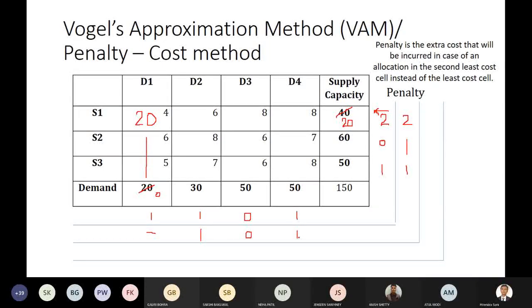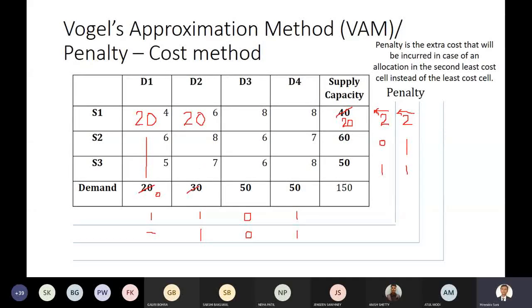Yes, sir. Okay. Now, again, we will look at the highest penalty element. The highest penalty is in the second iteration, the highest penalty is 2. So we will again consider, since it is in a row, I'll consider this row for allocation. We'll start looking at this row. The least cost cell in this row is 6. What is the maximum that we can allocate here? 20. We'll allocate the entire 20 here.